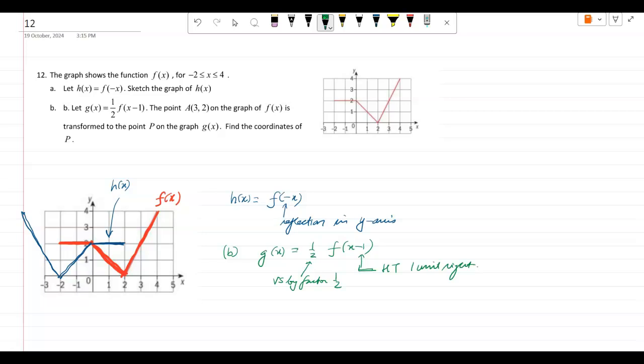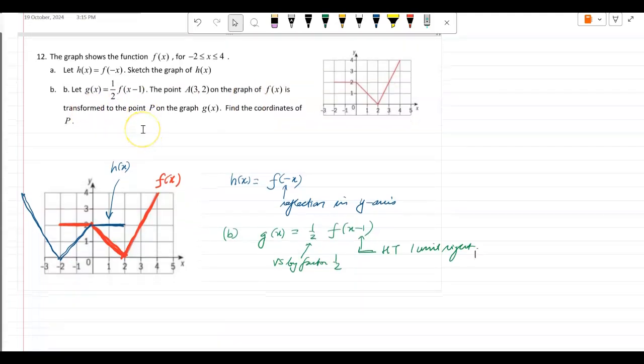Right. So find the coordinates of point P. The point A (2, 3) on the graph of y equals f(x) is transformed to P. So if your (x, y) is there, correct, what will that become? 1/2. y upon 2. Vertical, huh? Oh yeah, right. y upon 2. x plus 1. Right. No, x minus 1, to the right, no?